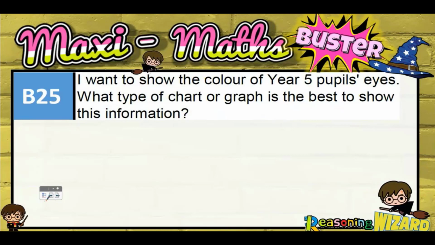Question 25. I want to show the colour of year 5 pupils' eyes. What type of chart or graph is the best to show this information? Well, the first thing you'd have to do with this is a survey, and you'd probably do that with a tally chart.